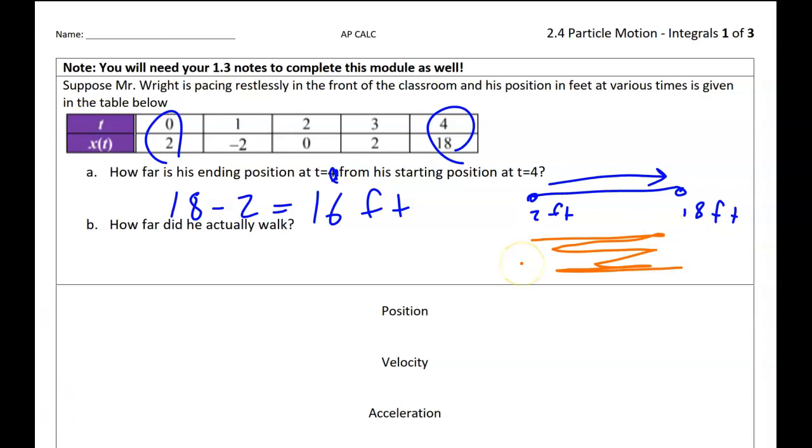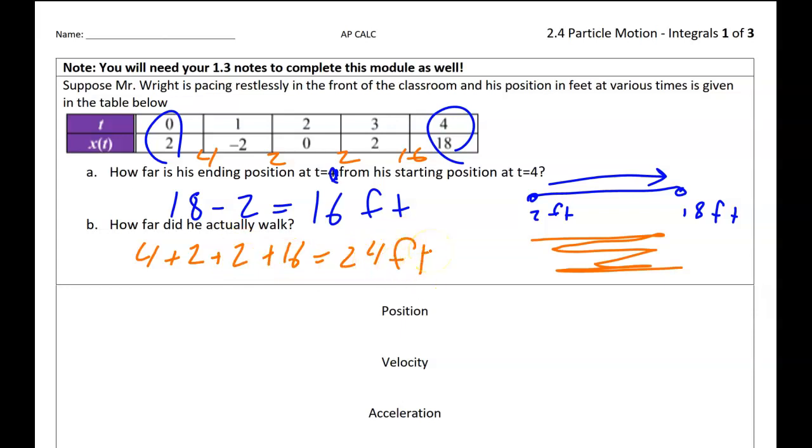So that is this second question, right? How far did I actually walk? Well, 4 feet in the first second, then 2 feet in the second, then 2 feet in the third second, and then 16 feet, I must have been running or something, in the last second, right? So how far did I actually walk would be 4 plus 2 plus 2 plus 16, 24 feet.